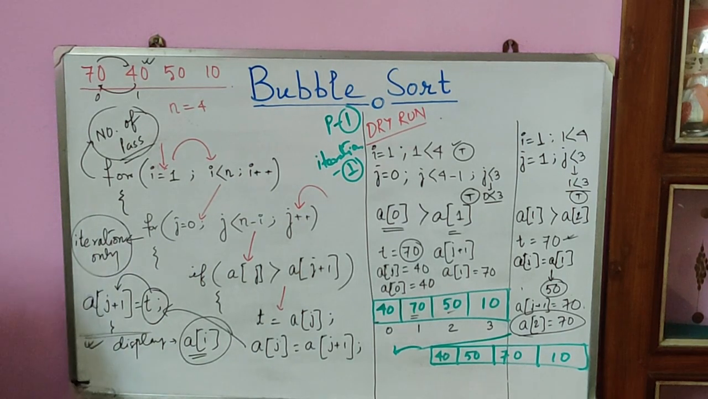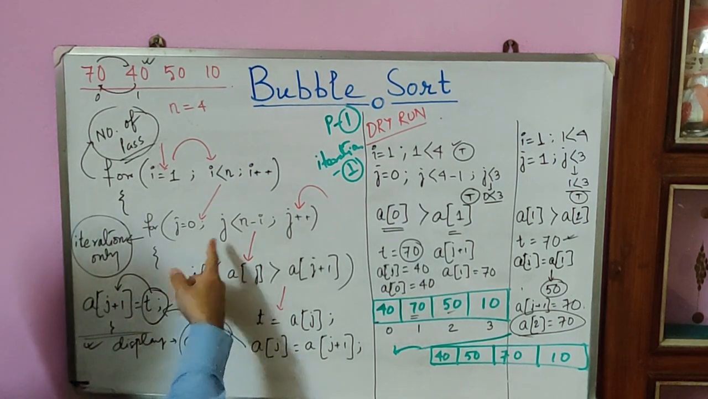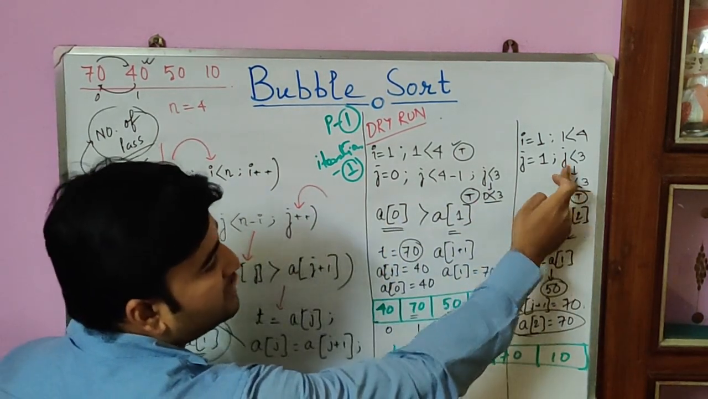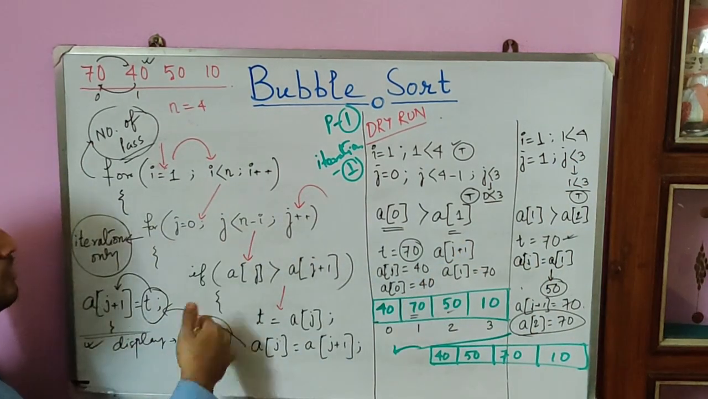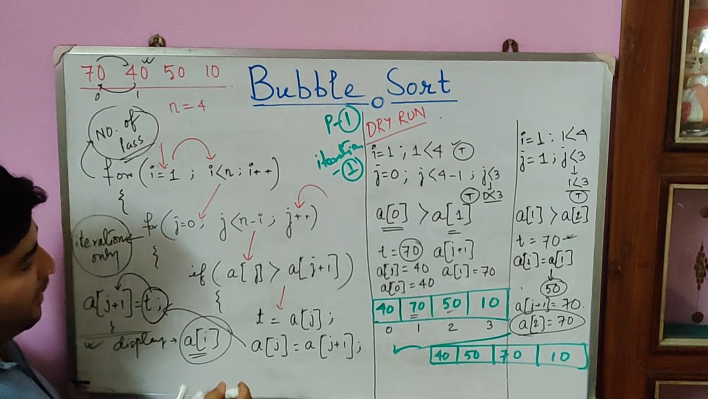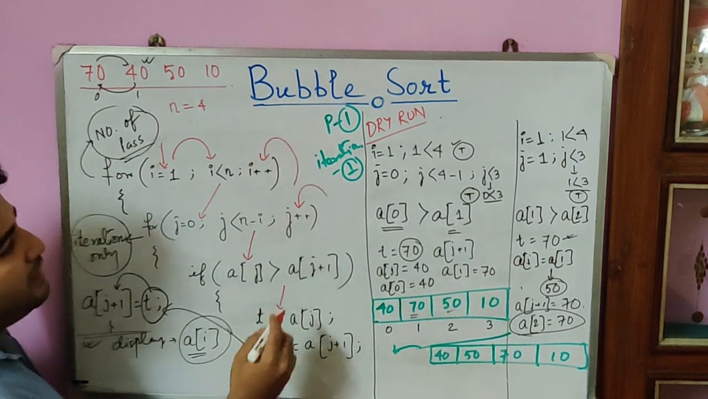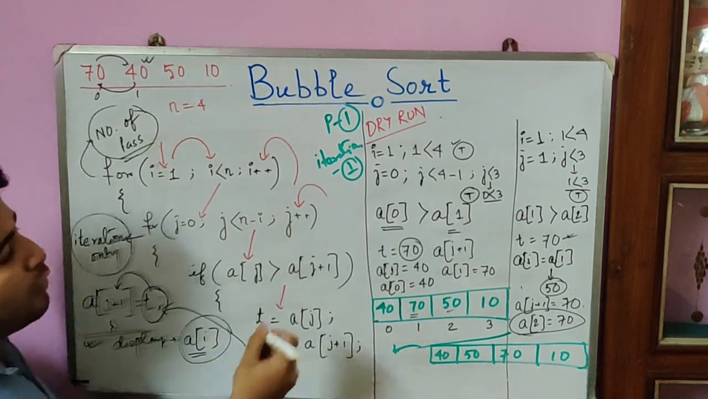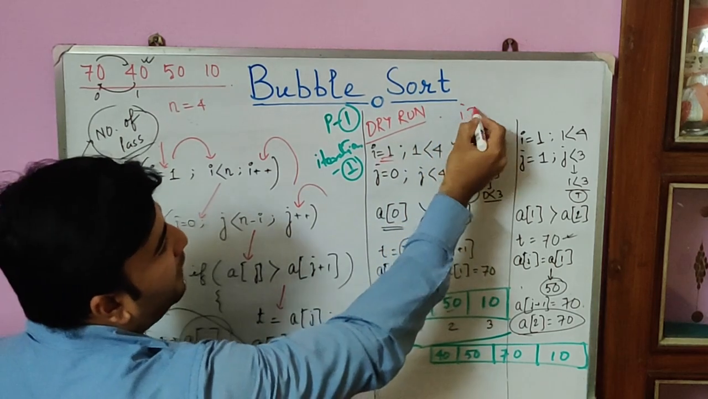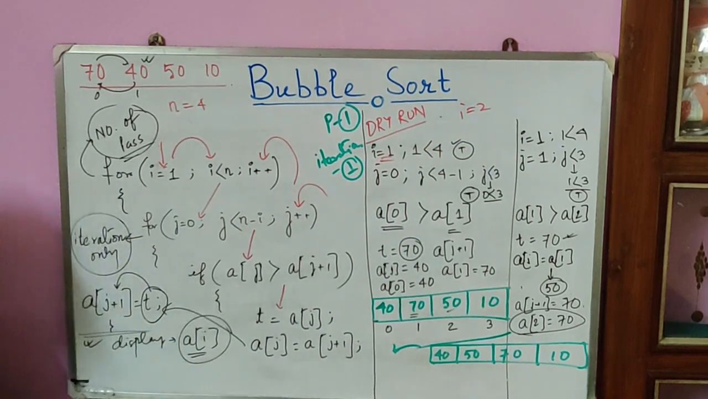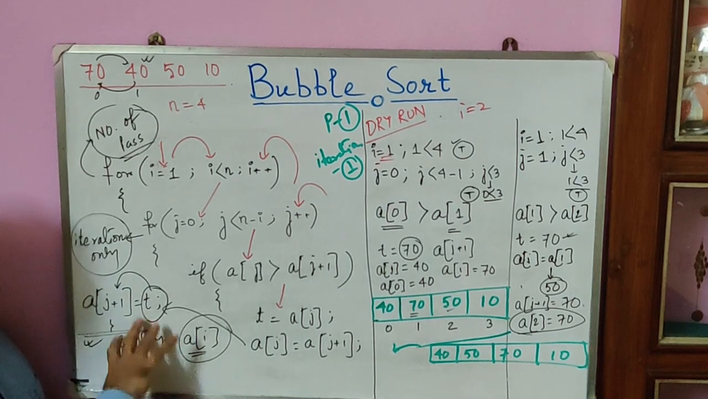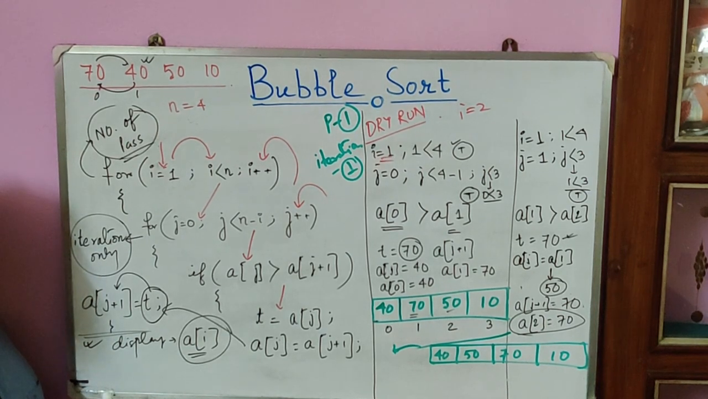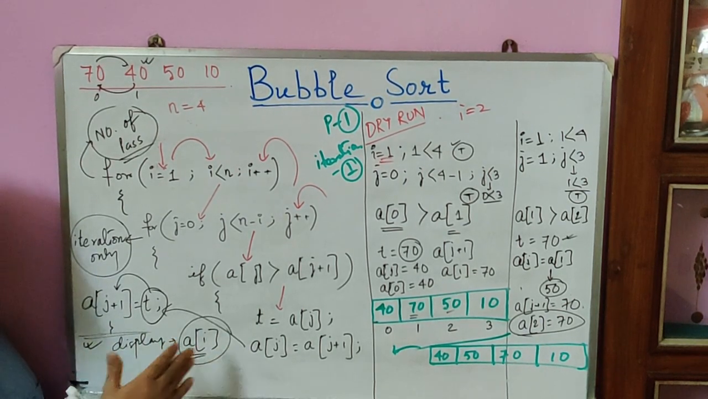After that j will be 1, then j will be 2, j will be 3. When j value is 3, it comes out from the loop and comes to i. Then pass 1 will be completed. Then we will start pass 2, when the i value is 2, and again we start this iteration like that. So you just write this in your copy and compare with your mechanism whether everything is the same or not.